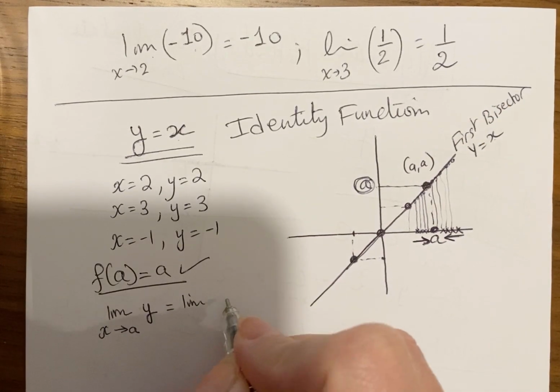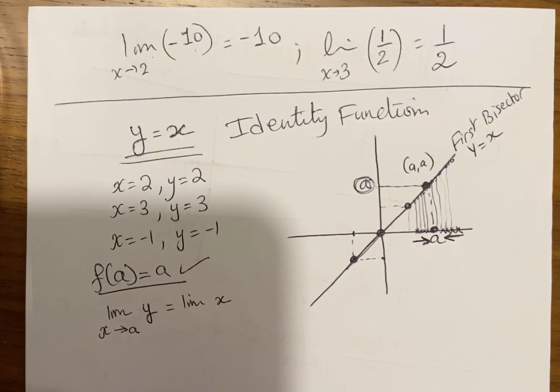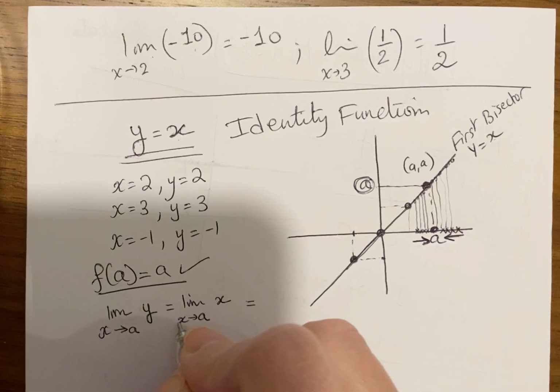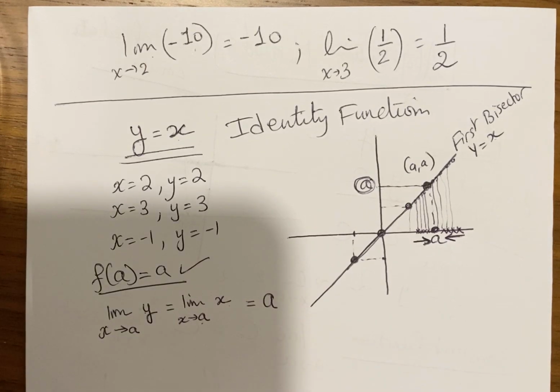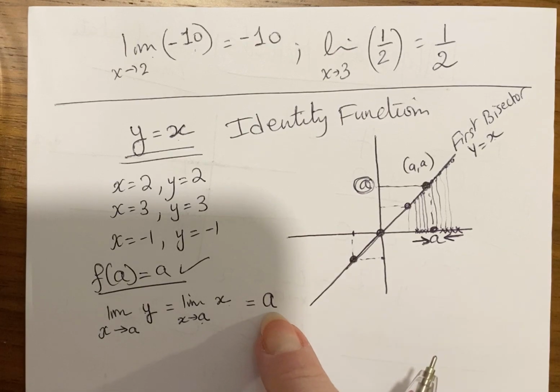But what is the function y? It's equal to x. If x is approaching a, then y, which is equivalent to x, also has to approach a. So the limit of x as x approaches a is nothing but a.